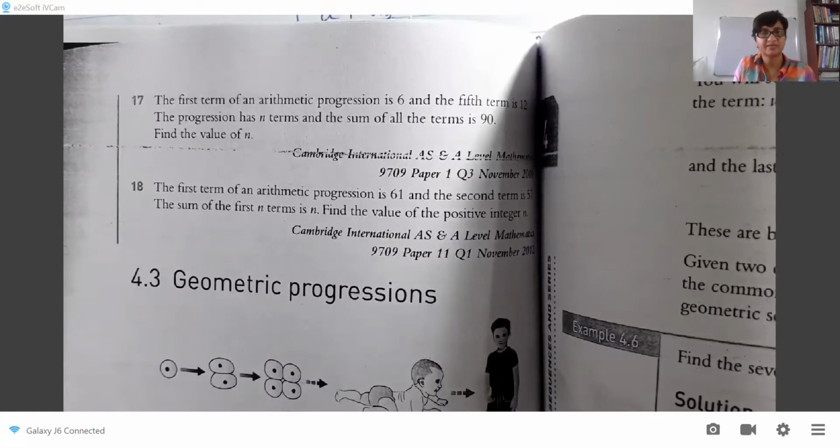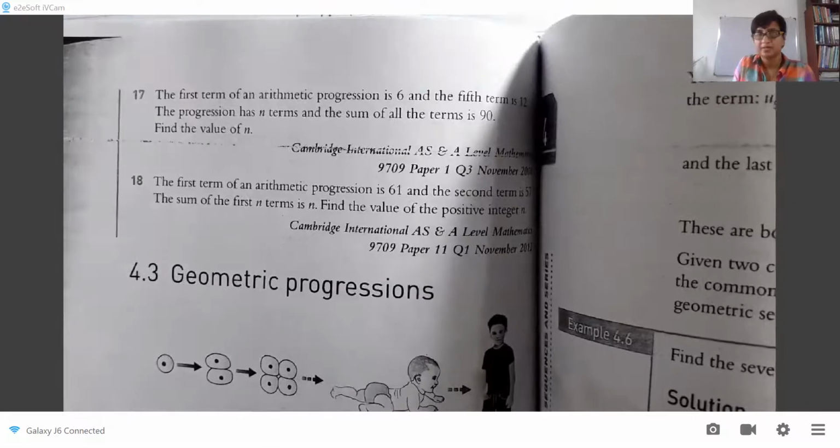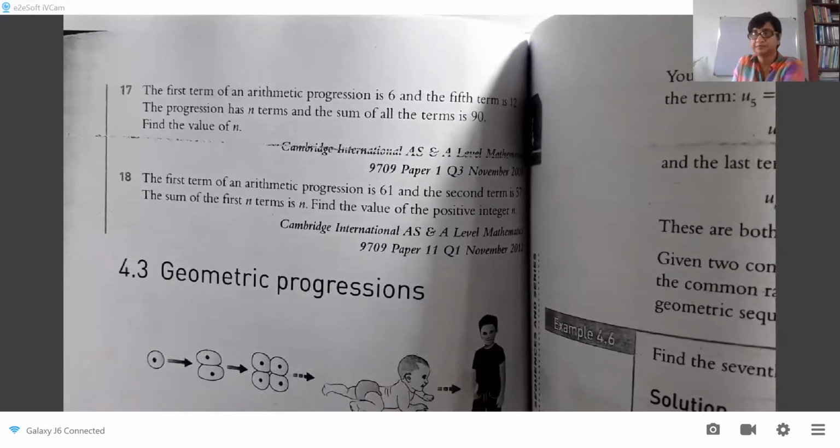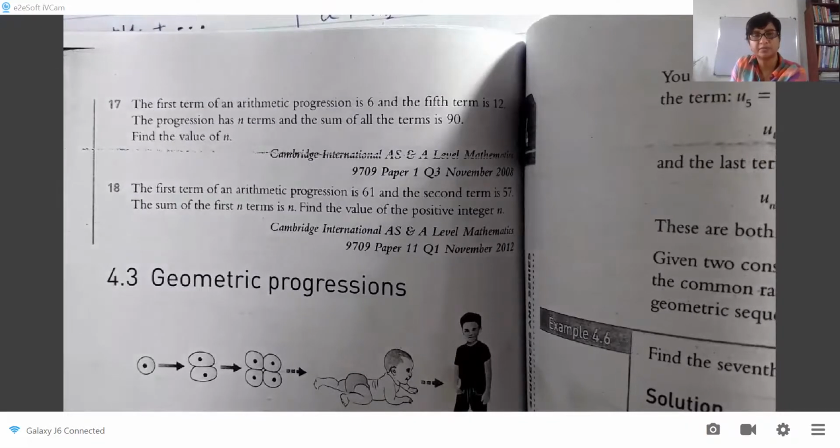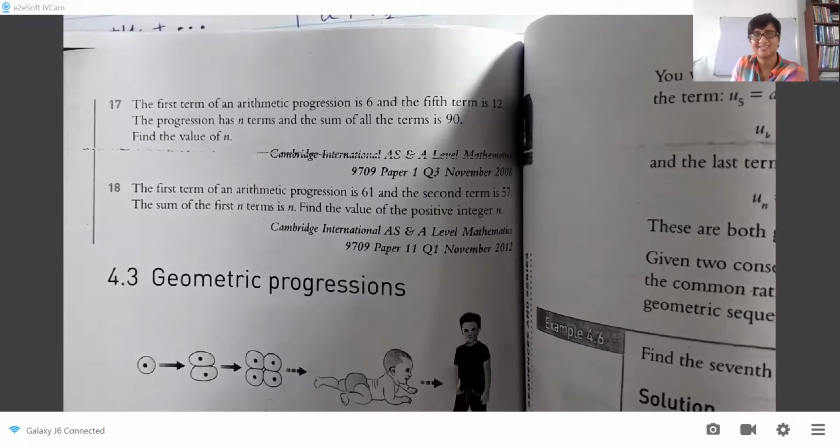So let's try number 17 first, okay? So it says, the first term of an arithmetic progression, same thing. Okay, good, Umasha. So let's do it then.